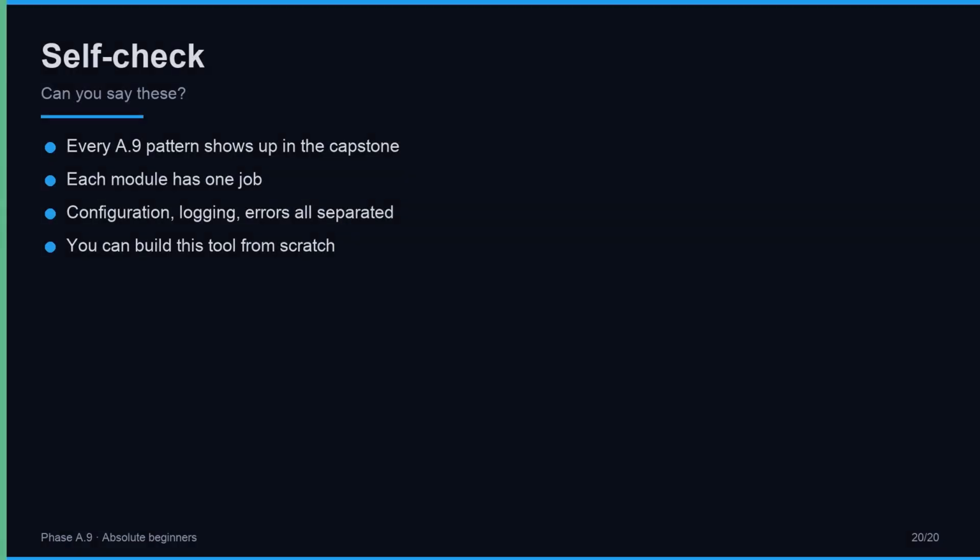Final self-check. Can you point to where each phase A.9 pattern shows up in this project? Can you describe the one job of each module? Can you explain why the __name__ pattern matters at the bottom of Dunder main? Could you build a similar tool from scratch with a different purpose? If yes, you are ready for phase A.10. If any feels shaky, re-watch the matching earlier lesson before moving on.